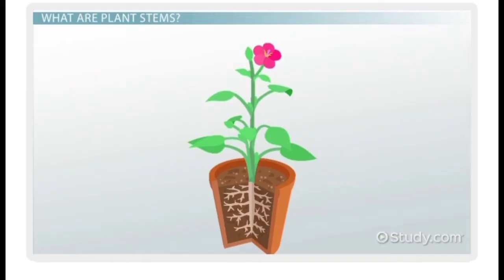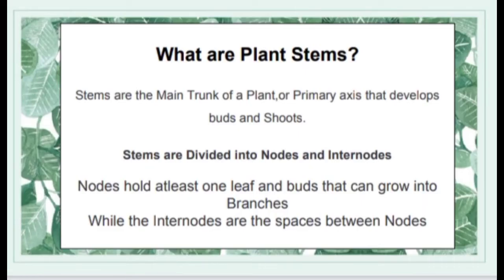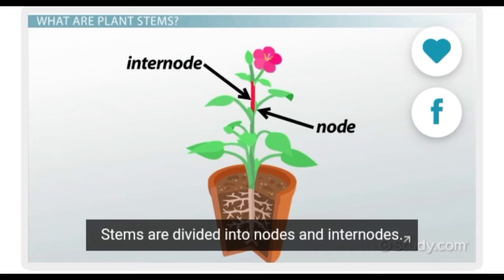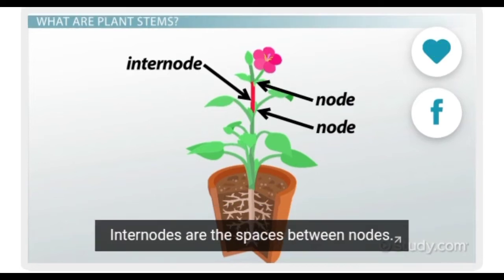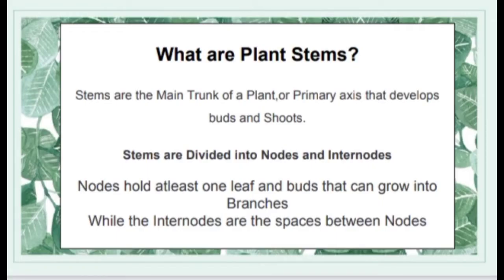So plant stems are the main trunk of a plant or the primary axis that develops buds and shoots. Stems are divided into nodes and internodes. Nodes hold at least one leaf and buds that can grow into branches, while the internodes are the spaces between nodes.